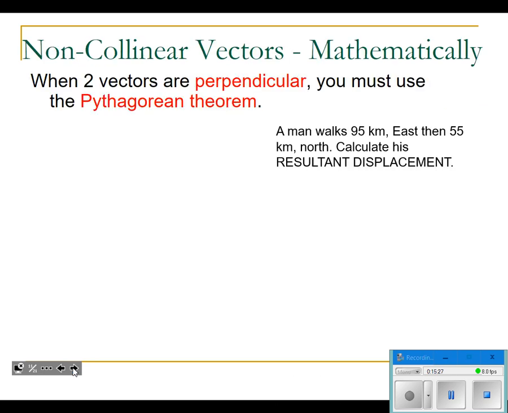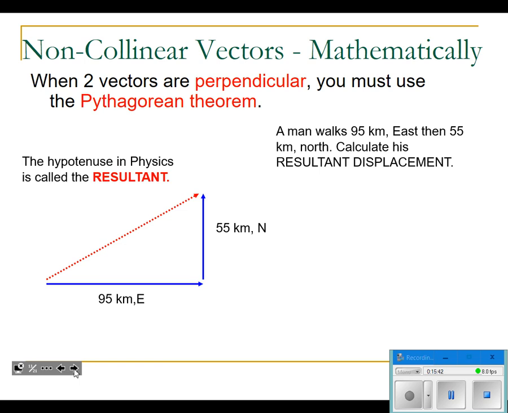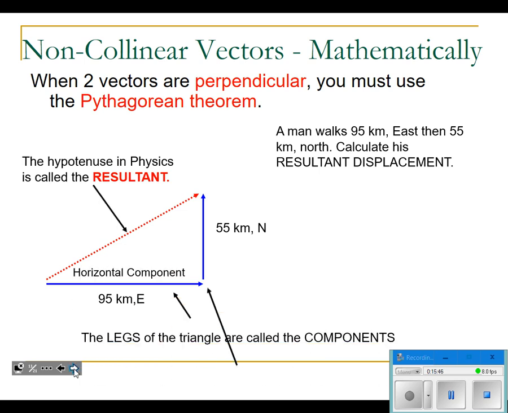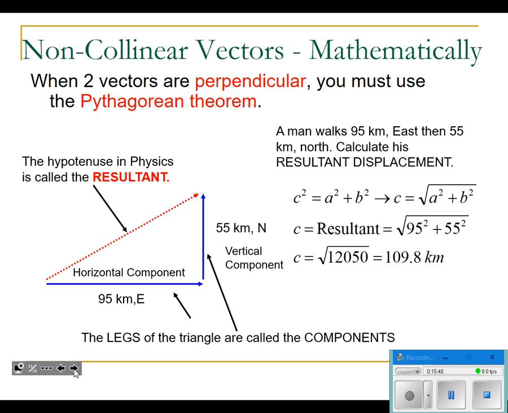So I have my two vectors. Here's the same problem. I have my 95 kilometers east. I have my 55 kilometers north. I've drawn them tip to tail. I start there. I finish there. I draw my resultant from where I started to where I finished. And now I'm going to actually solve for the resultant by using the Pythagorean theorem.